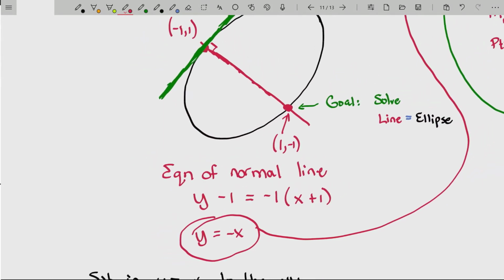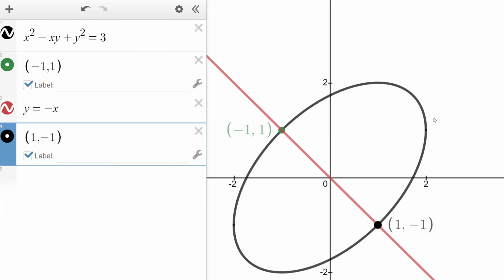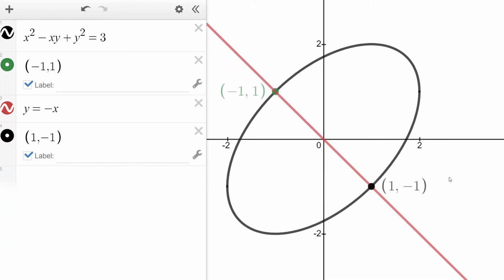All right. Now let's see if that holds on Desmos. Here is the curve in black. There's the normal line in red, and that is y equals negative x that we found. And you can see, yes, it does intersect the curve at (-1, 1) and (1, -1). So our mathematics was good. That's always nice to hear, right?